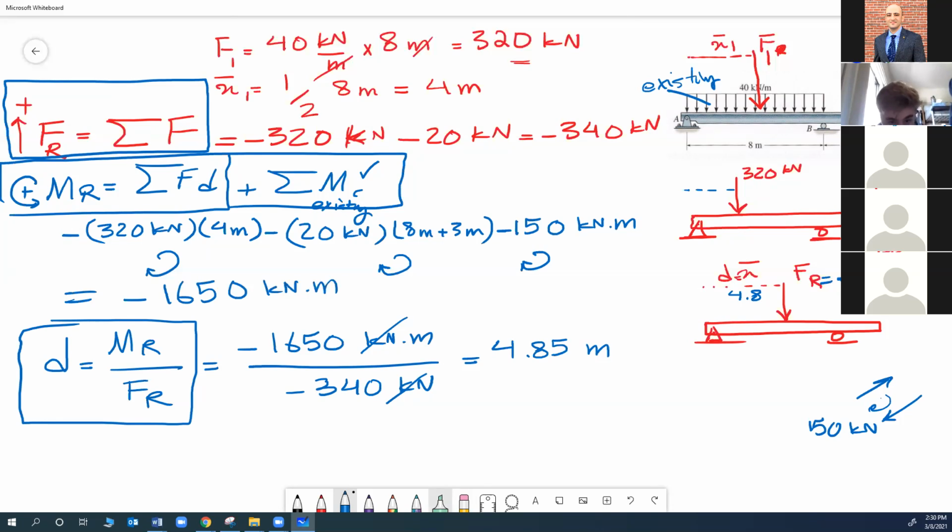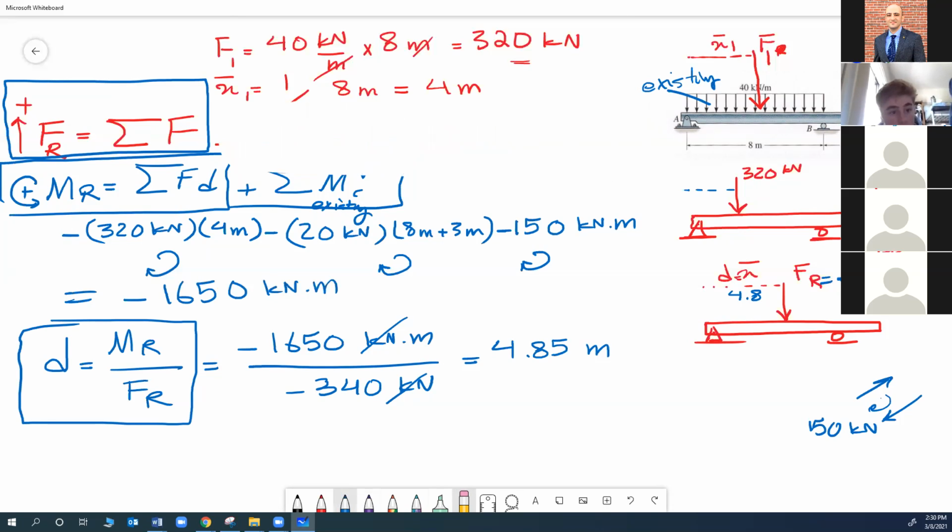So for 3D, you have the exact same equations. The only difference is there's an arrow on top of these, and this FR is R cross F. So your MR is just going to be summation of R cross Fs, plus summation of existing couple moments. So that's the only difference.